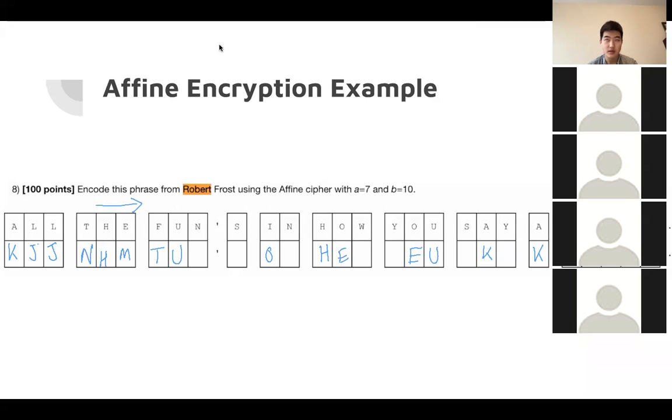S is W. 18. Oh, I'll rewrite the equation. 70, 126, 136. Hold on, I think I messed up my math. I'm getting S as G. I might be doing it wrong. I'm just going to check with the calculator. Yeah, I think S is G, because 7 times 18 plus 10 is equal to 136, and then 136 minus 130 is equal to 6. The reason I'm doing minus 130 is because I know it's a multiple of 26.